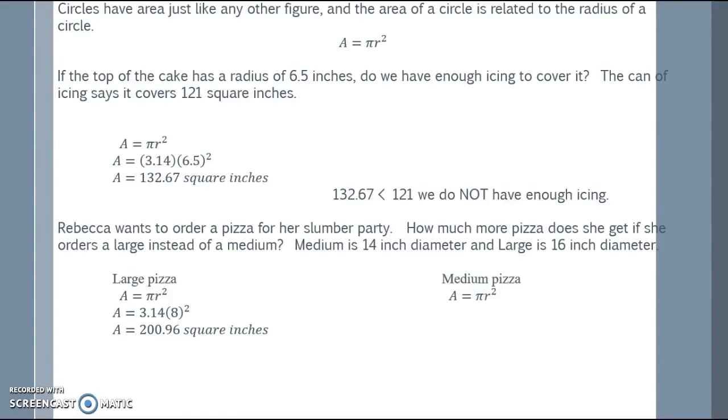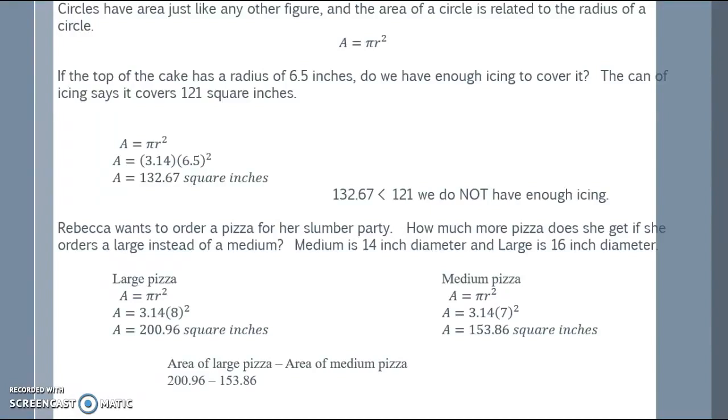Now let's look at the medium pizza using the same formula, except this time our radius is 7, so half of 14 is 7. Multiplying using our order of operations, we see that a medium pizza covers 153.86 square inches. So the area of the large pizza minus the area of our medium pizza will tell me how much more pizza I get with my large. So 200.96 minus 153.86 means that we get 47 1/10 extra square inches of pizza for our large pizza.